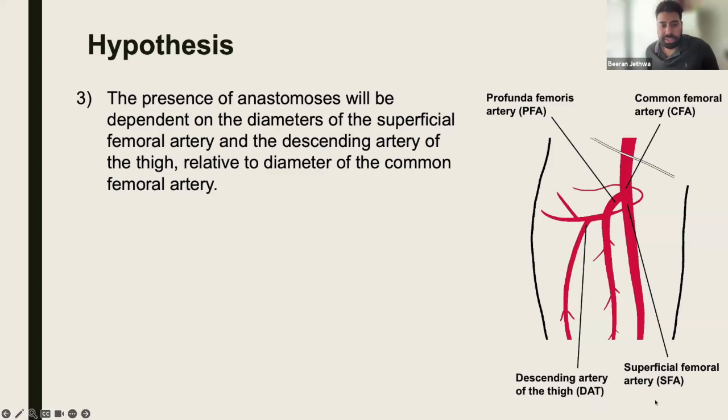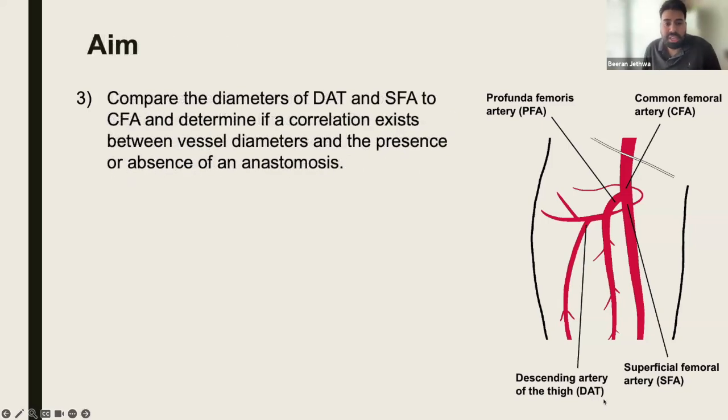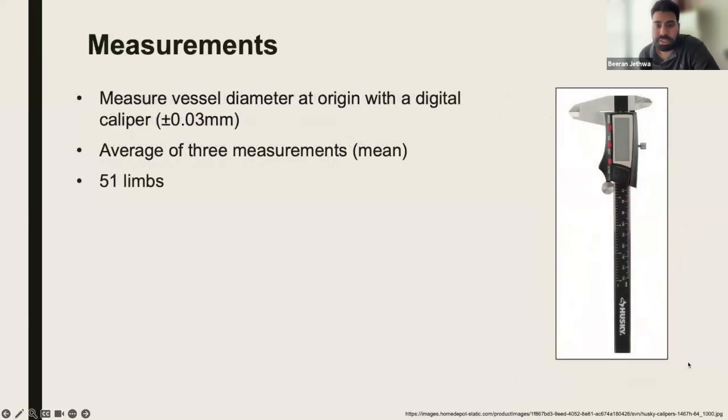In order to test this hypothesis, we developed an initial aim. Compare the diameters of the descending artery and the superficial femoral artery to the common femoral artery, and determine if a correlation exists between vessel diameters and the presence or absence of anastomosis. Because we had limbs for both studies, we measured vessel diameter at origin using a caliper like so. We took an average of 3 measurements in 51 limbs. And because we had limbs from cadavers of various sizes for both sexes, we had to normalize the data to be able to compare all subjects in a singular analysis, no matter how large or small.